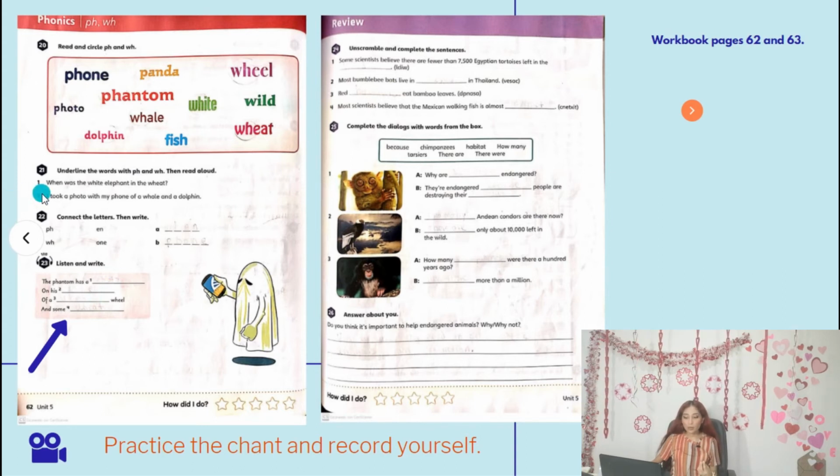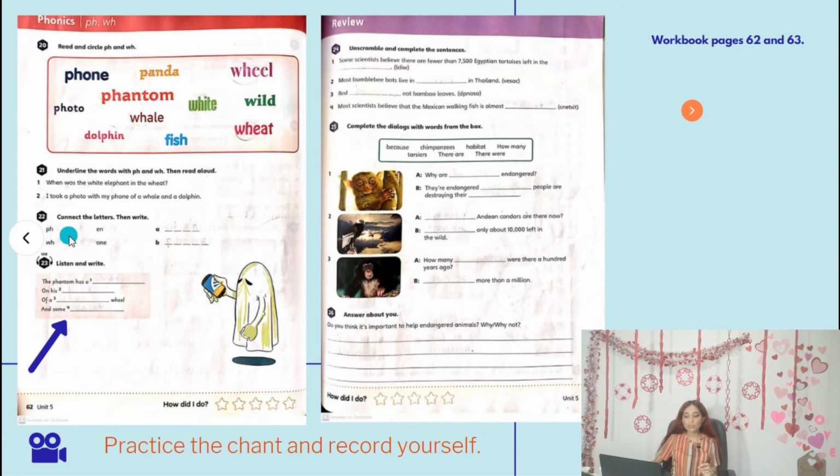So activity 21, underline the words with PH and WH, then read aloud. When was the white elephant in the wind? Number 2, I took a photo with my phone of a whale and a dolphin.